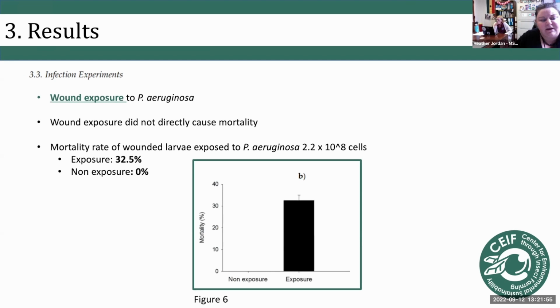For the infection experiment with wound exposure to Pseudomonas, this was the purposeful wounding where the leg was snipped off and then placed in a bead of Pseudomonas. The wound exposure did not directly cause mortality, but the mortality rate of wounded larvae exposed was 32.5%, and the non-exposure was 0%.